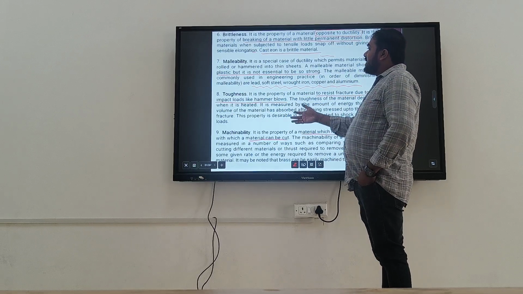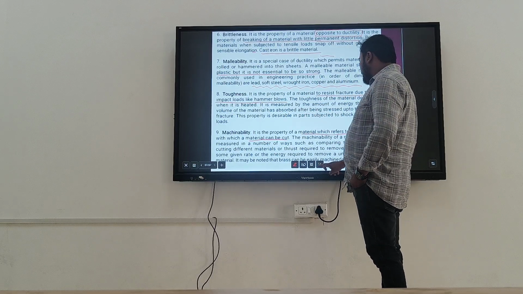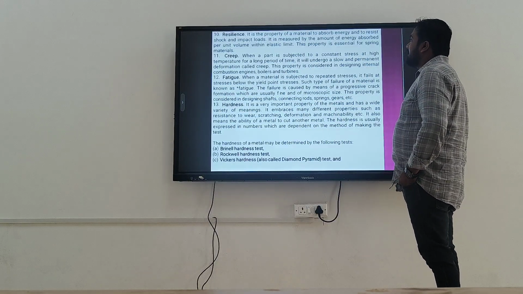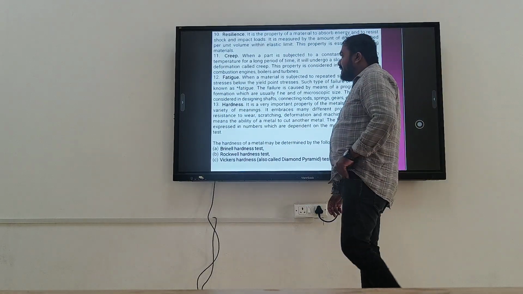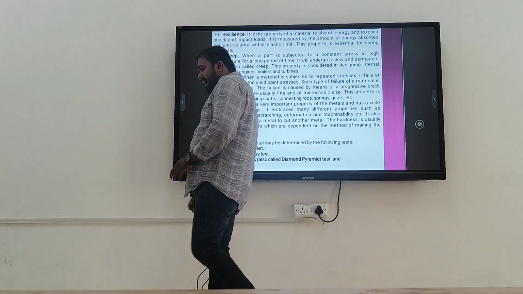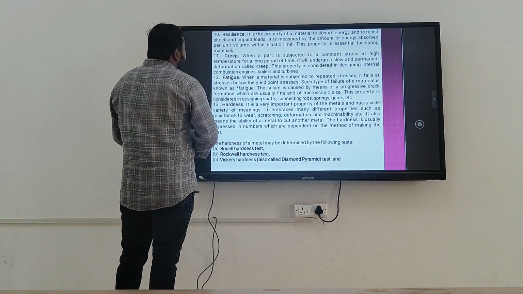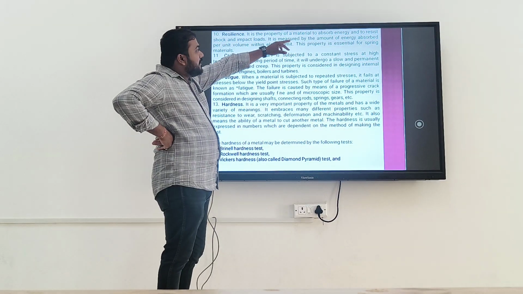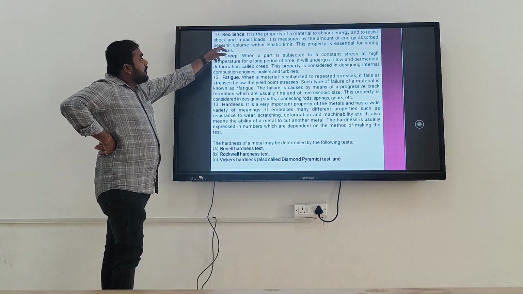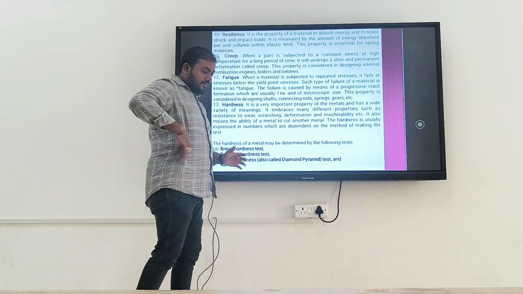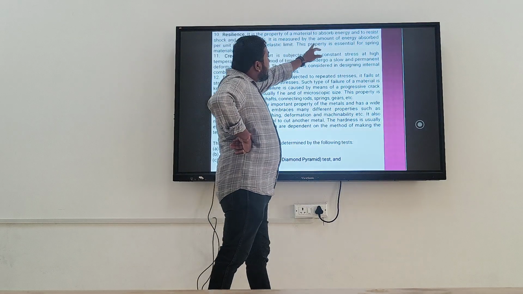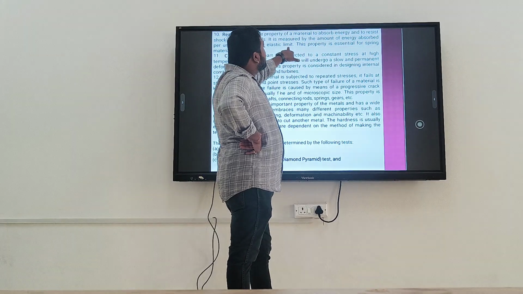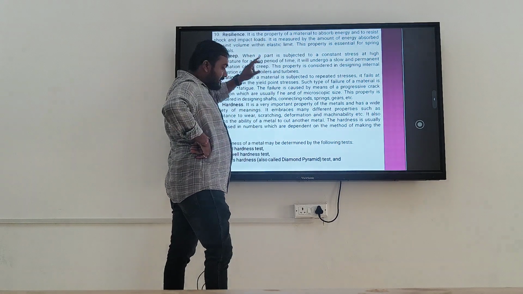So these are brittleness, malleability, toughness, and machinability. Next, we go for resilience, creep, fatigue, and hardness. Resilience: what is resilience? Resilience is the property of a material to absorb energy and to resist shock and impact loads, like springs. It is measured by the amount of energy absorbed per unit volume within the elastic limit. This property is essential for spring materials.